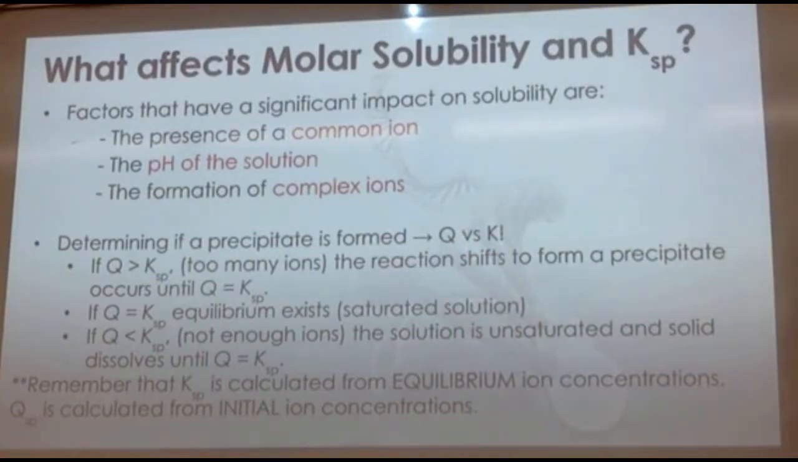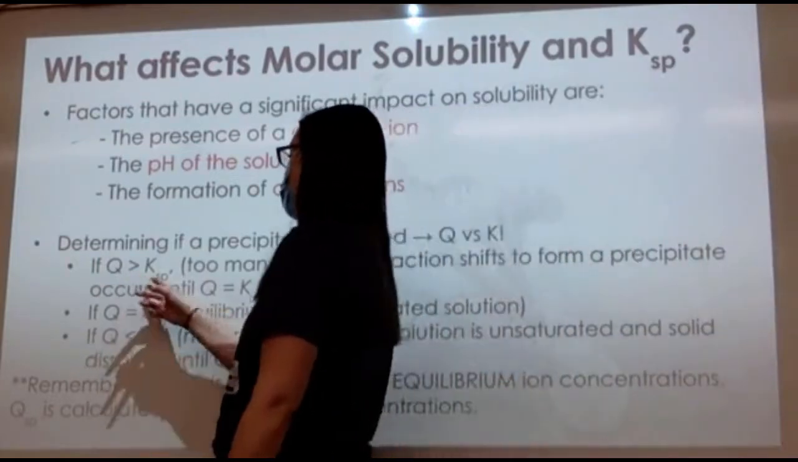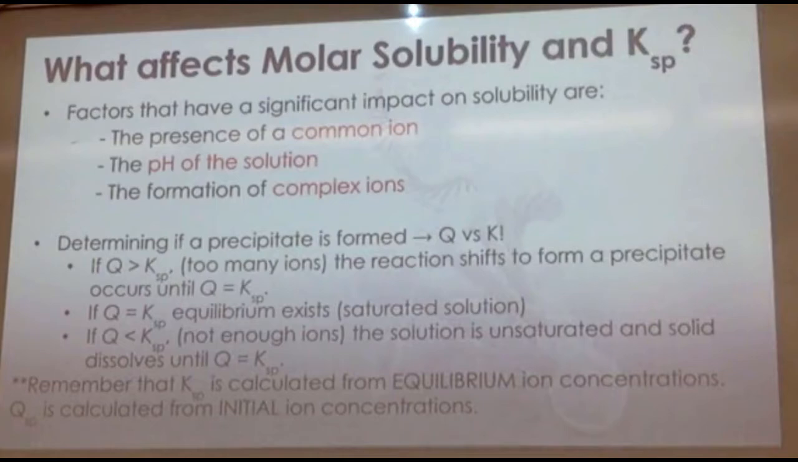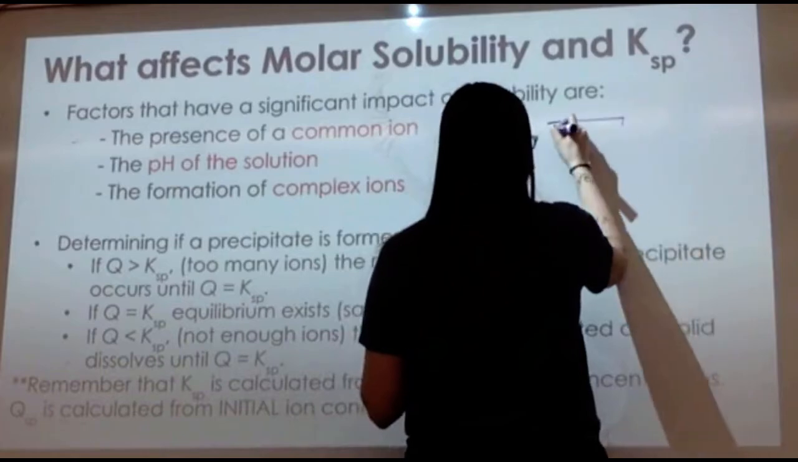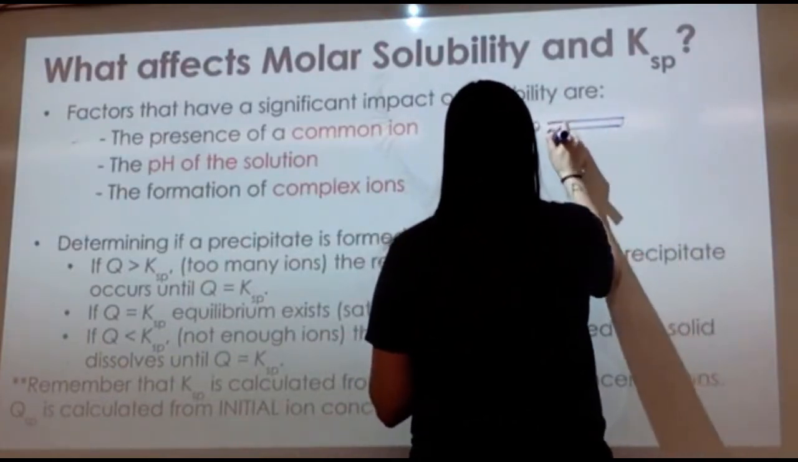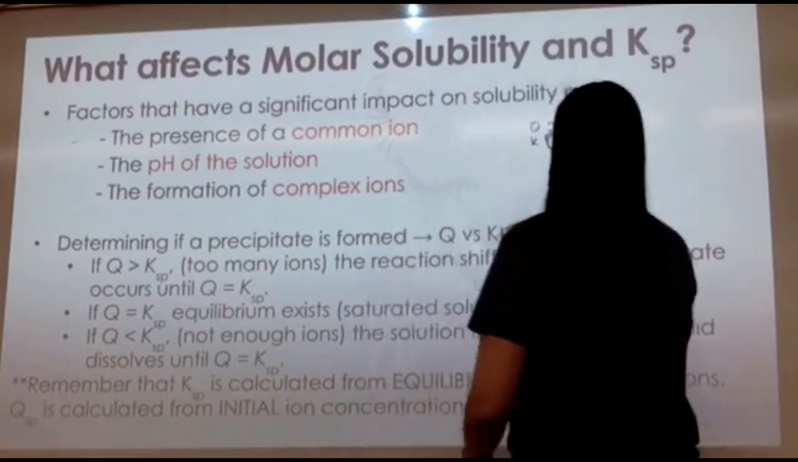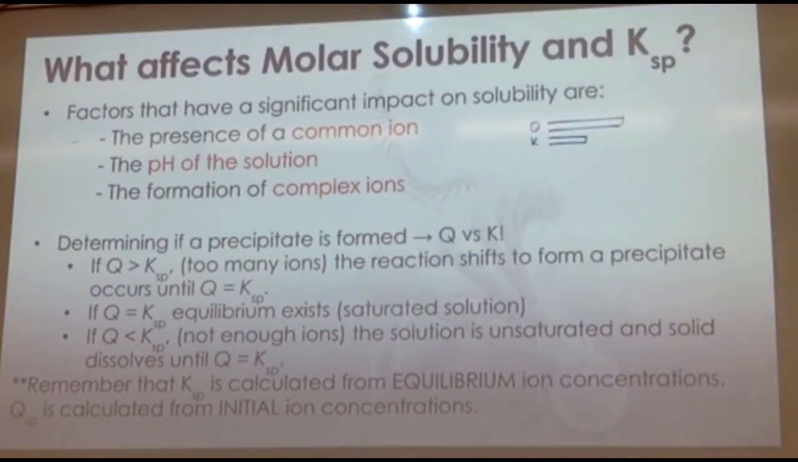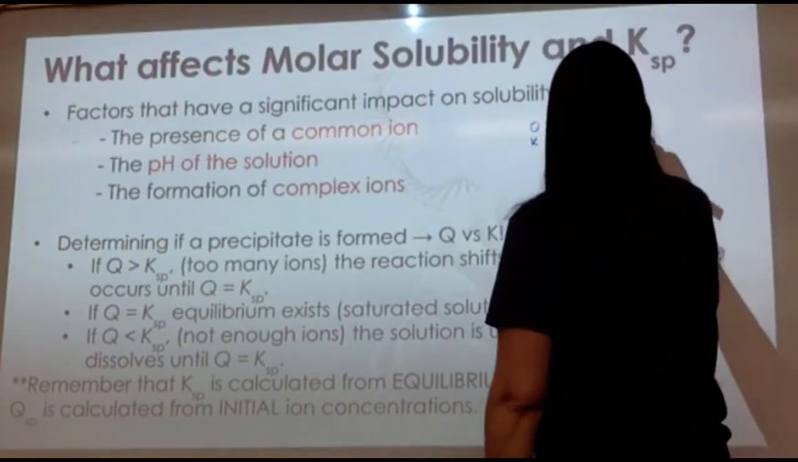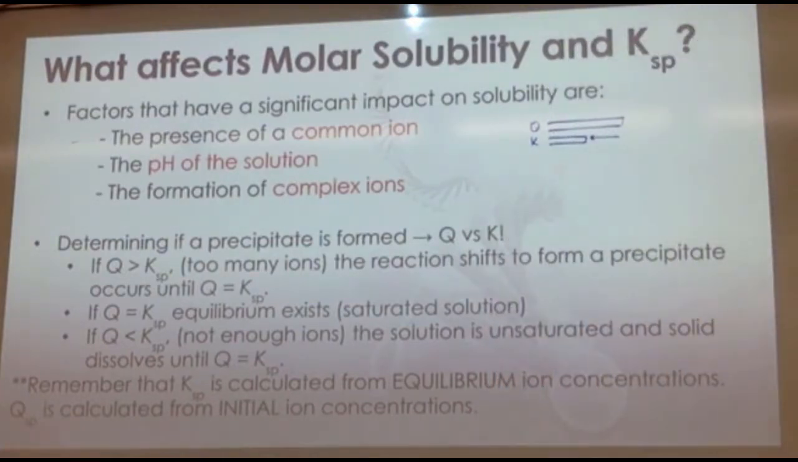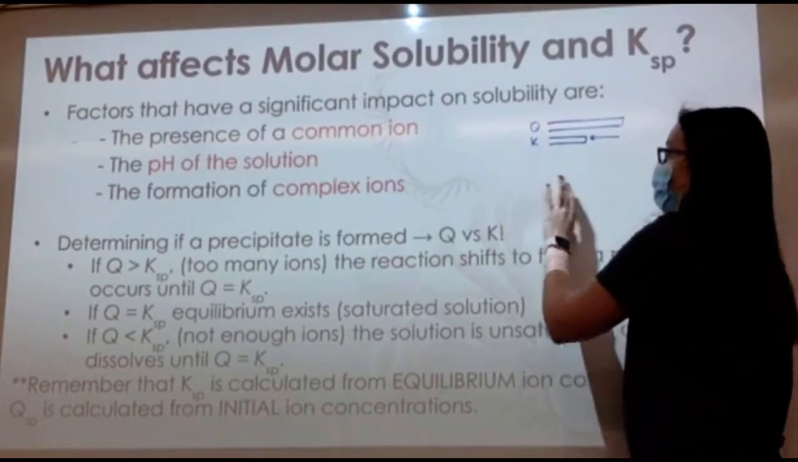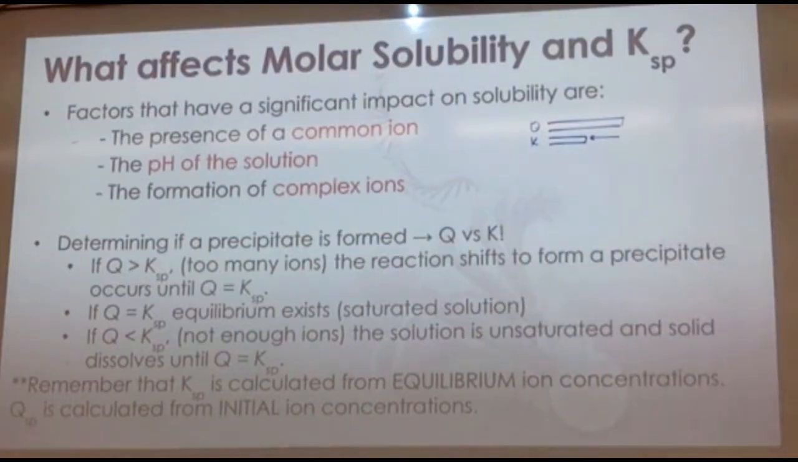And then just like before, we've looked at Q versus K. If Q is greater than K, you can think about those bar graphs that we looked at. So the first one, if Q is greater than K, here's Q, here's K. Well, remember, to be at equilibrium, Q needs to equal K. And so to get back to equilibrium, Q needs to decrease. And so the reaction will shift toward the reactants. The reverse reaction will occur. And if it shifts back toward the reactants, that's a solid, we would say precipitation occurs.